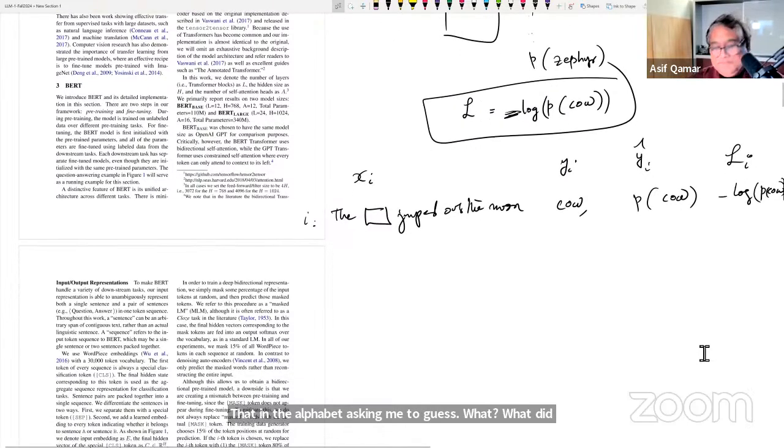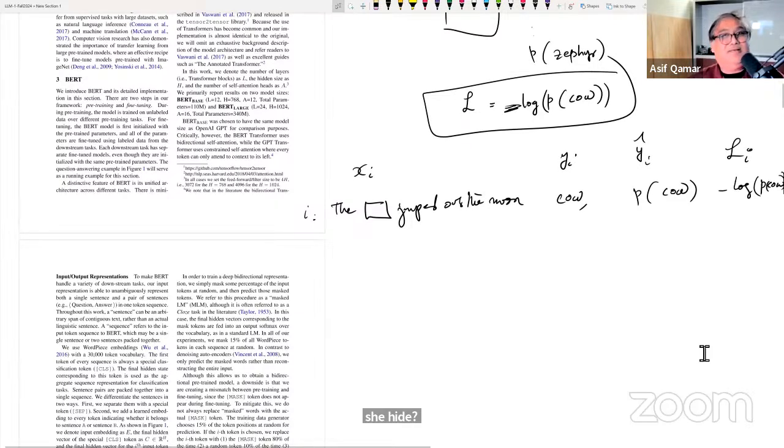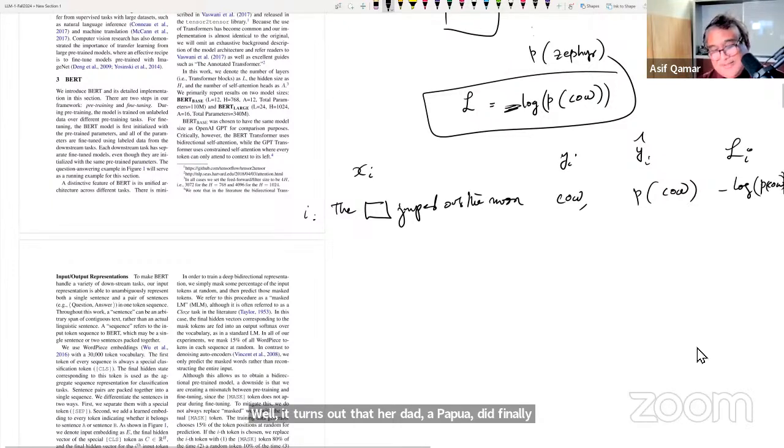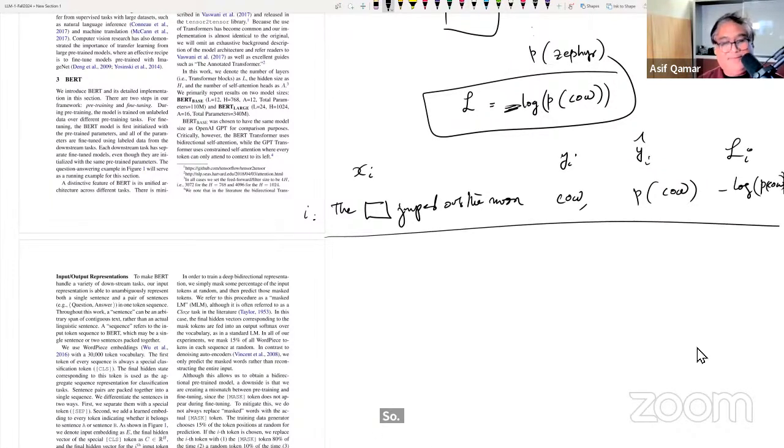It turns out that her dad, Papu, did finally learn the alphabet eventually. So this is how you have the alphabet learned. So now let's read this paper.